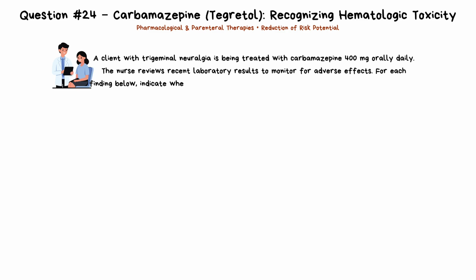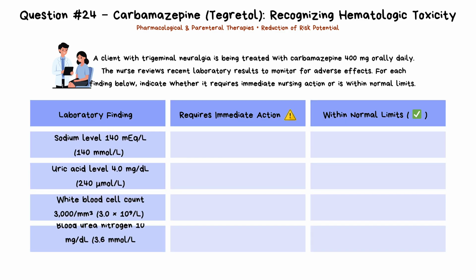For each result, decide whether it's within normal limits or requires immediate action. Laboratory findings: 1. Sodium level 140 milliequivalents per liter. 2. Uric acid level 4 milligrams per deciliter. 3. White blood cell count 3,000 per cubic millimeter. 4. Blood urea nitrogen 10 milligrams per deciliter. Think carefully. Which one of these results would make you hold the next dose and call the provider?